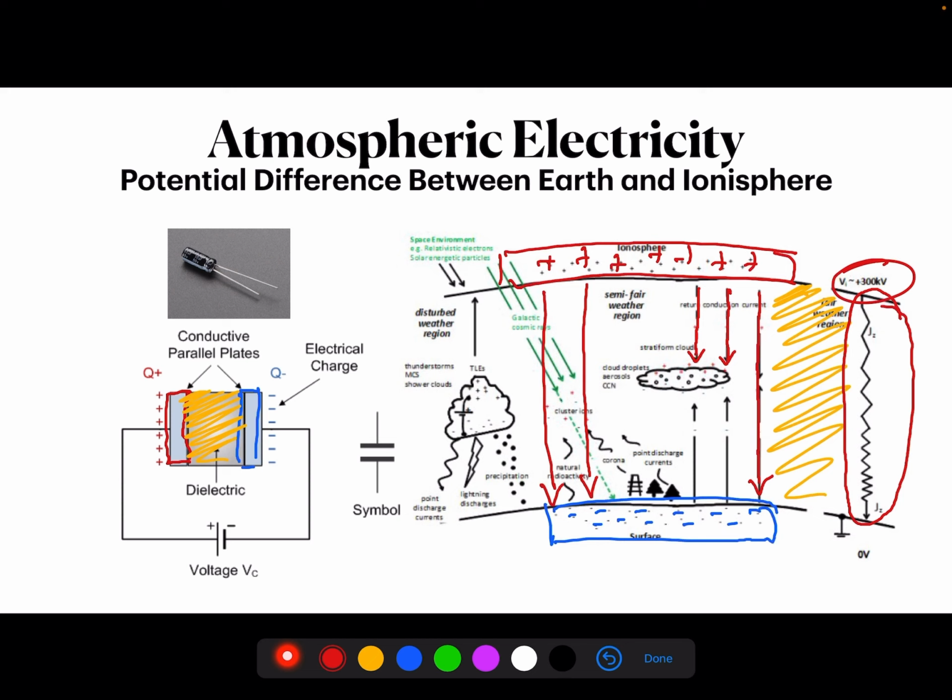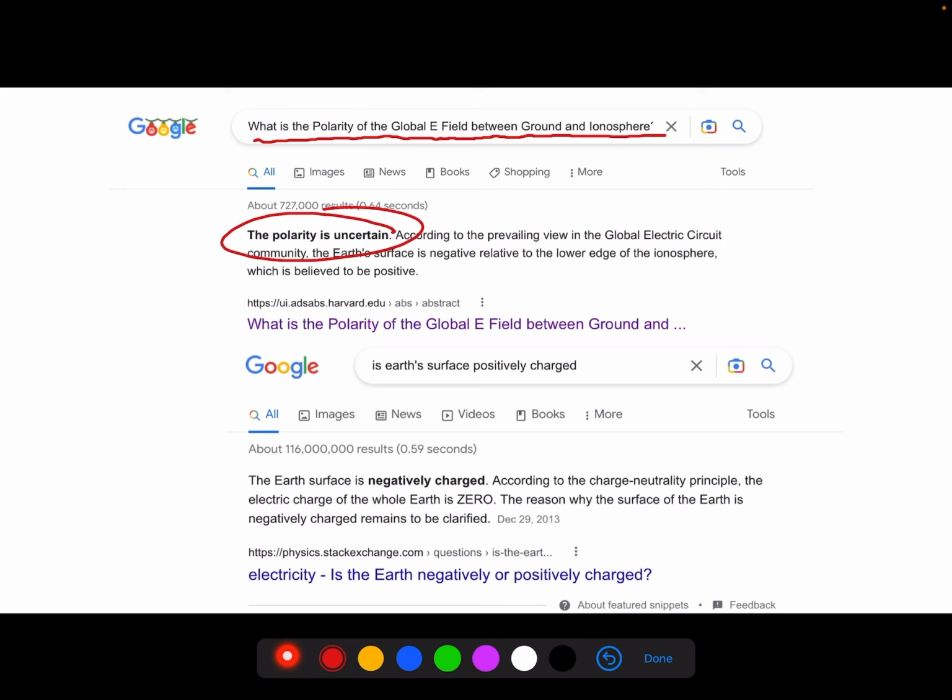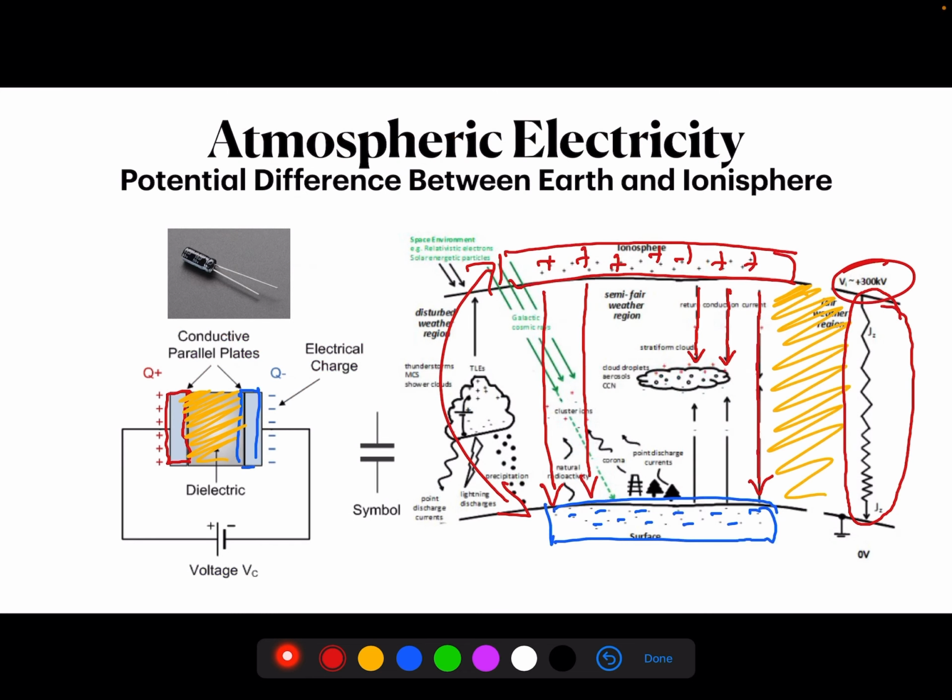Now, it almost doesn't matter. It definitely does matter, but even if these two charges were reversed, we would still have the same magnitude of the electric field. It's just nice to know which one's which, and we'll get into that later in another video. But according to the most common theory, it's as I showed. The bottom of the ionosphere at least is positive and the Earth's surface is negative. So this is the common thinking.